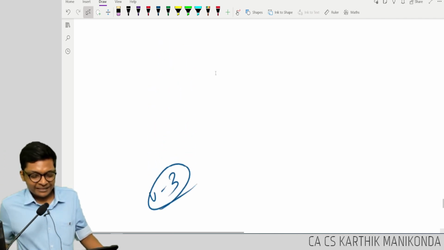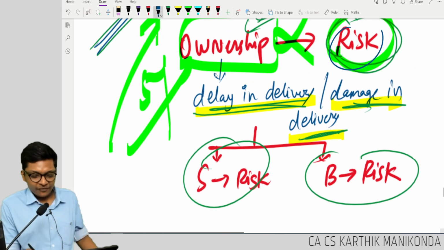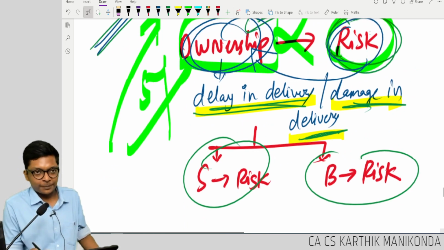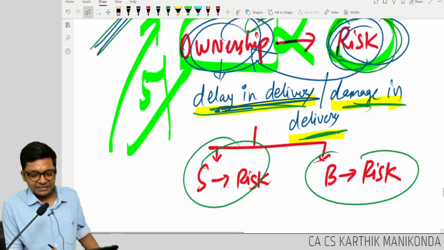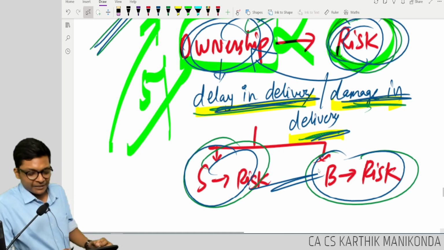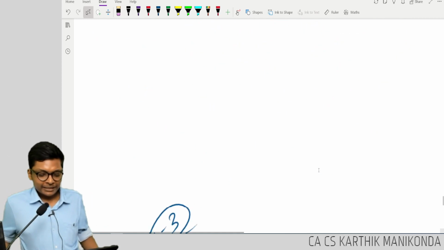Risk prima facie passes with ownership. Whoever has the ownership, they have the risk. But if there is delay in delivery or damage in delivery due to the seller or buyer, that particular person will bear the risk. Are you following, guys? Clear?